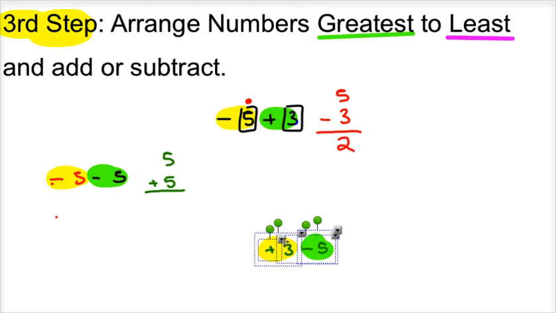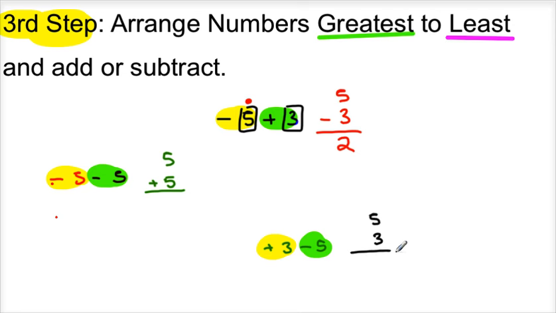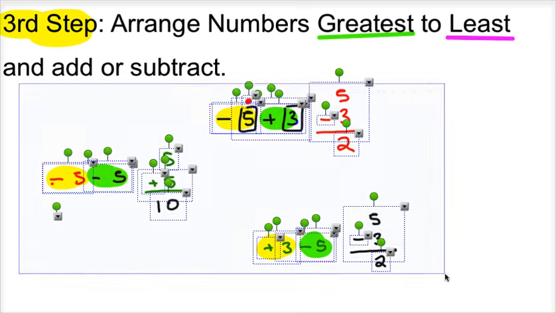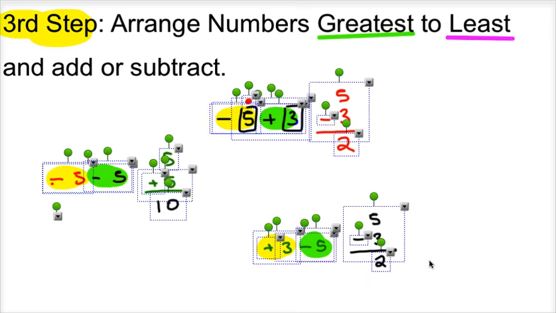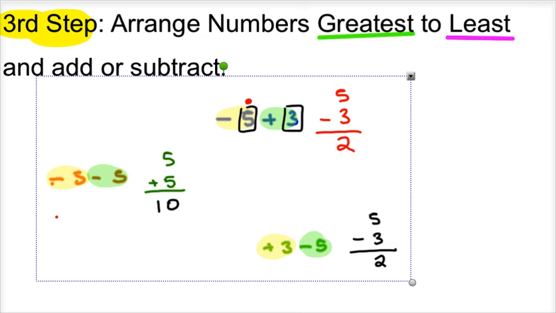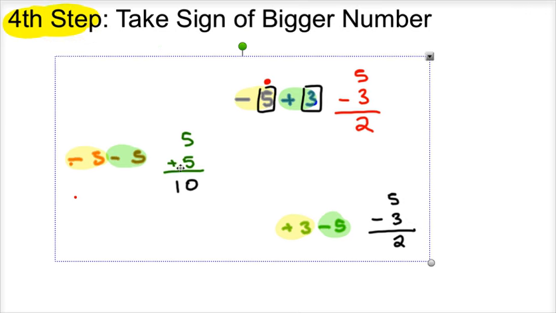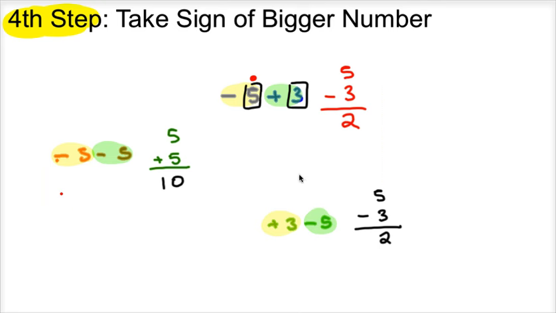And our last example here was +3 and -5. So the 5 is bigger, the 3 is smaller. Again, these both have different signs, so I'm going to subtract these. 5 minus 3, and I get 2. This was 5 plus 5, and I get 10. So now let's take these examples again and put these here. So now these are pretty much our answers: 10, 2, and 2.